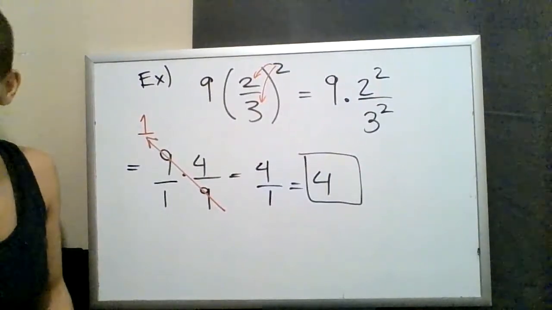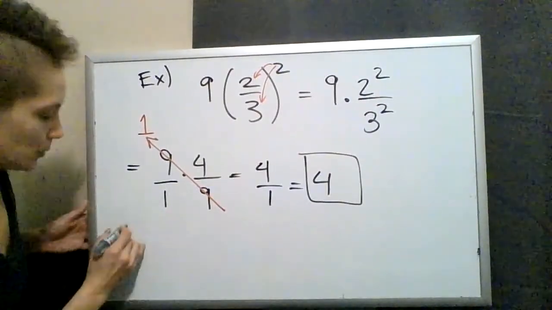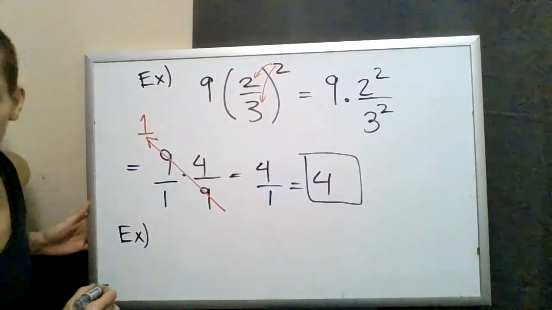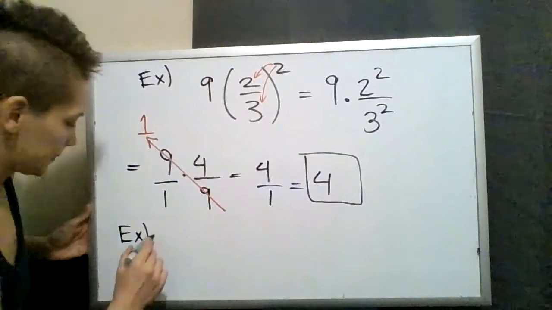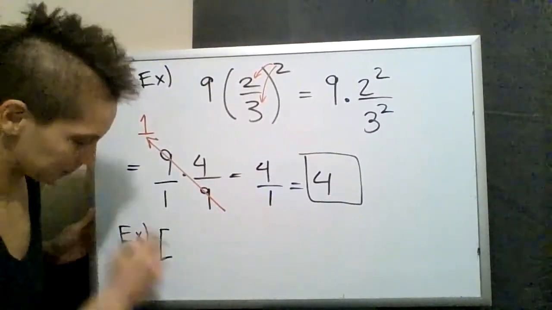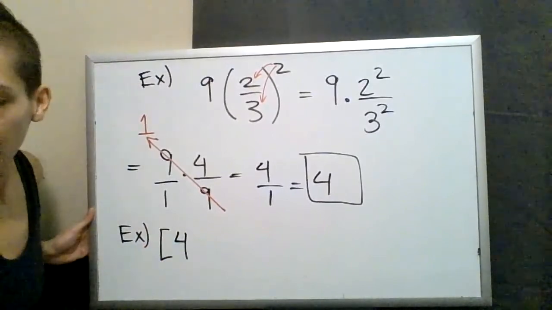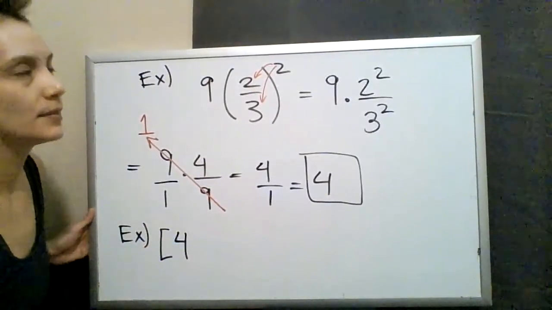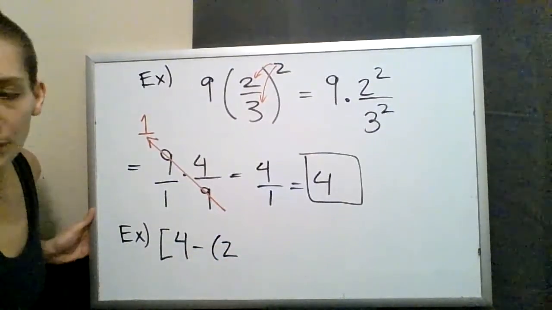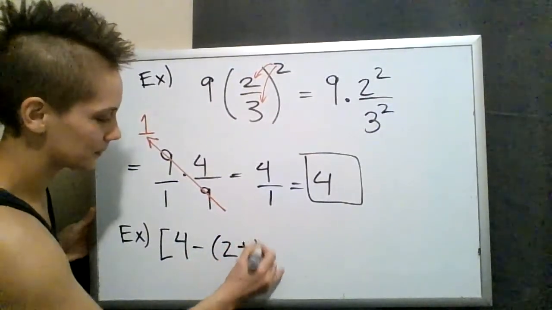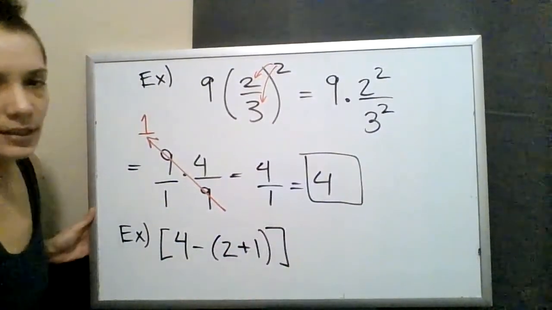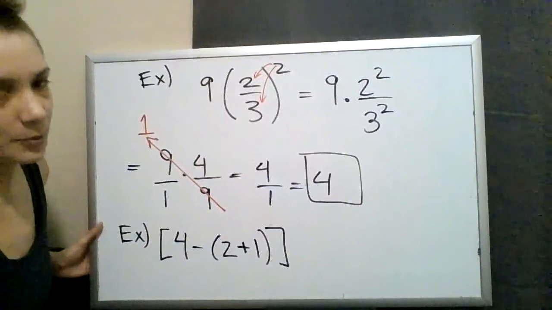And let's put this problem down and talk about it. So we start with a square bracket. There's 4 minus parentheses 2 plus 1. Close, close square brackets, and subtract 8.